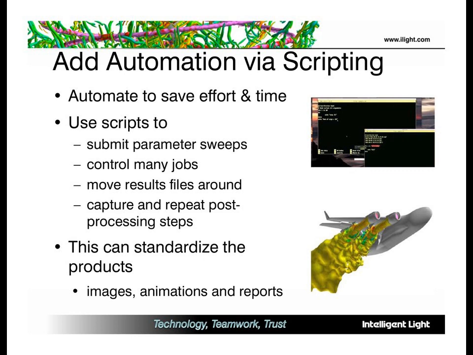To further increase productivity, we can add automation and scripting to the mix, where you use automation to save time and effort on things that are repetitive. So you can use scripts to submit parameter sweeps, control many jobs, move results files around, and capture and repeat post-processing steps. And this can standardize the products that you get. So there's two parts to this really. The scripting can help you do things repeatedly without having to take all the time to do them manually. And furthermore, the products that you get become standardized. That is, a given script generally generates the same set of components within an image, an animation, or a report.